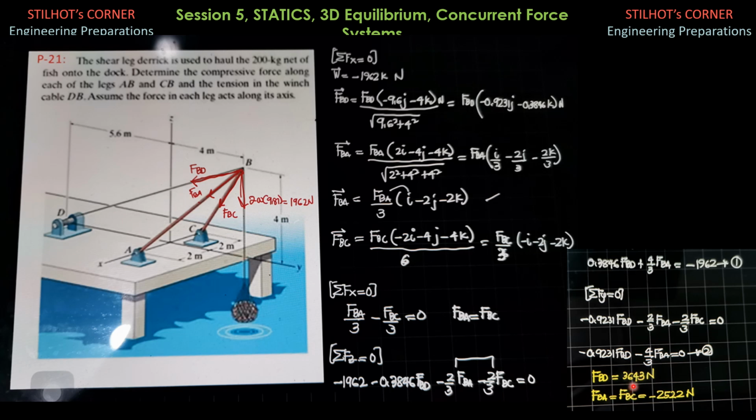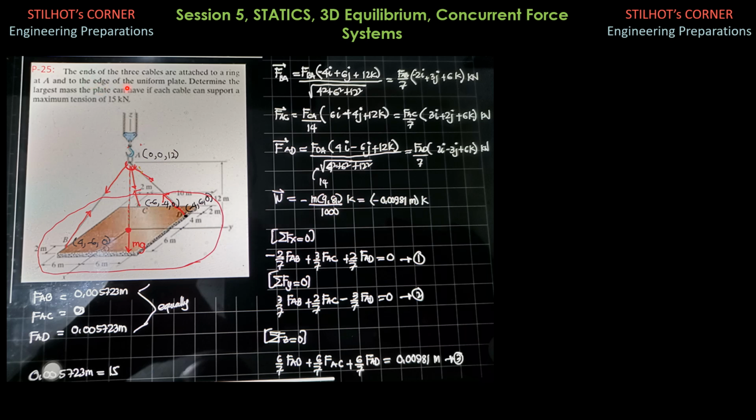FBD equals 3,643 newtons, and FBA, which is equal to FBC, is negative 2522 newtons. So that means that indeed FBA and FBC are in compression as stated in the problem. So that's it for this problem. You just solve equations 1 and 2 using your calculator.